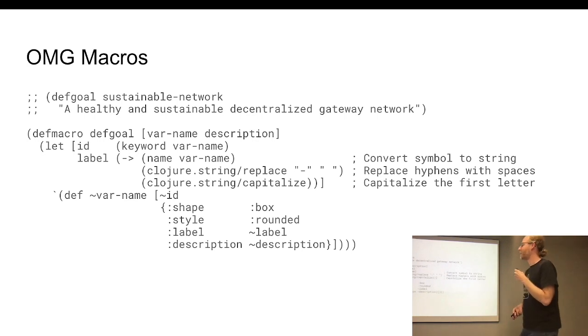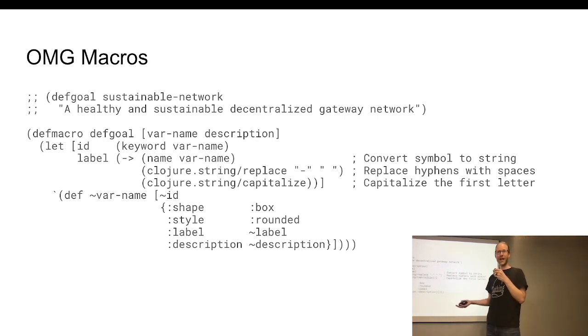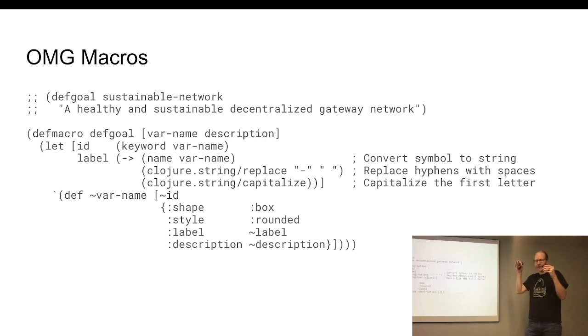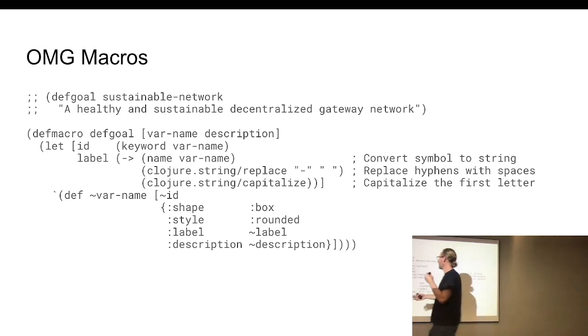All right, so macros. This is actually, I think, a good time to use a macro. We're defining something, and we don't want that symbol to be evaluated. So we're going to write a little macro. And really the goal of this is I'm trying to make a little mini language within Clojure that I can use for defining this stuff. So super quickly, we're just going to do a defmacro, which is a def-goal. We're going to take a var name and description.